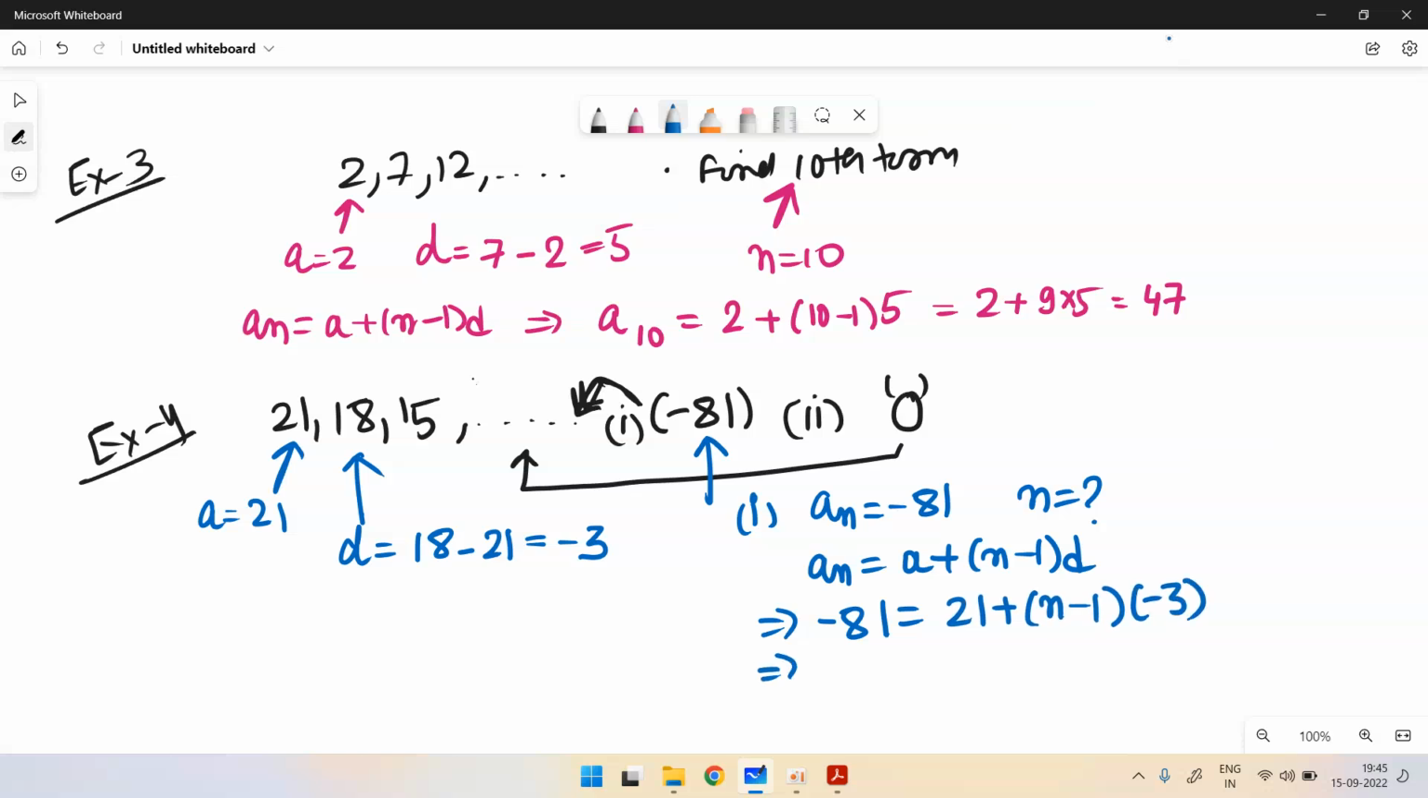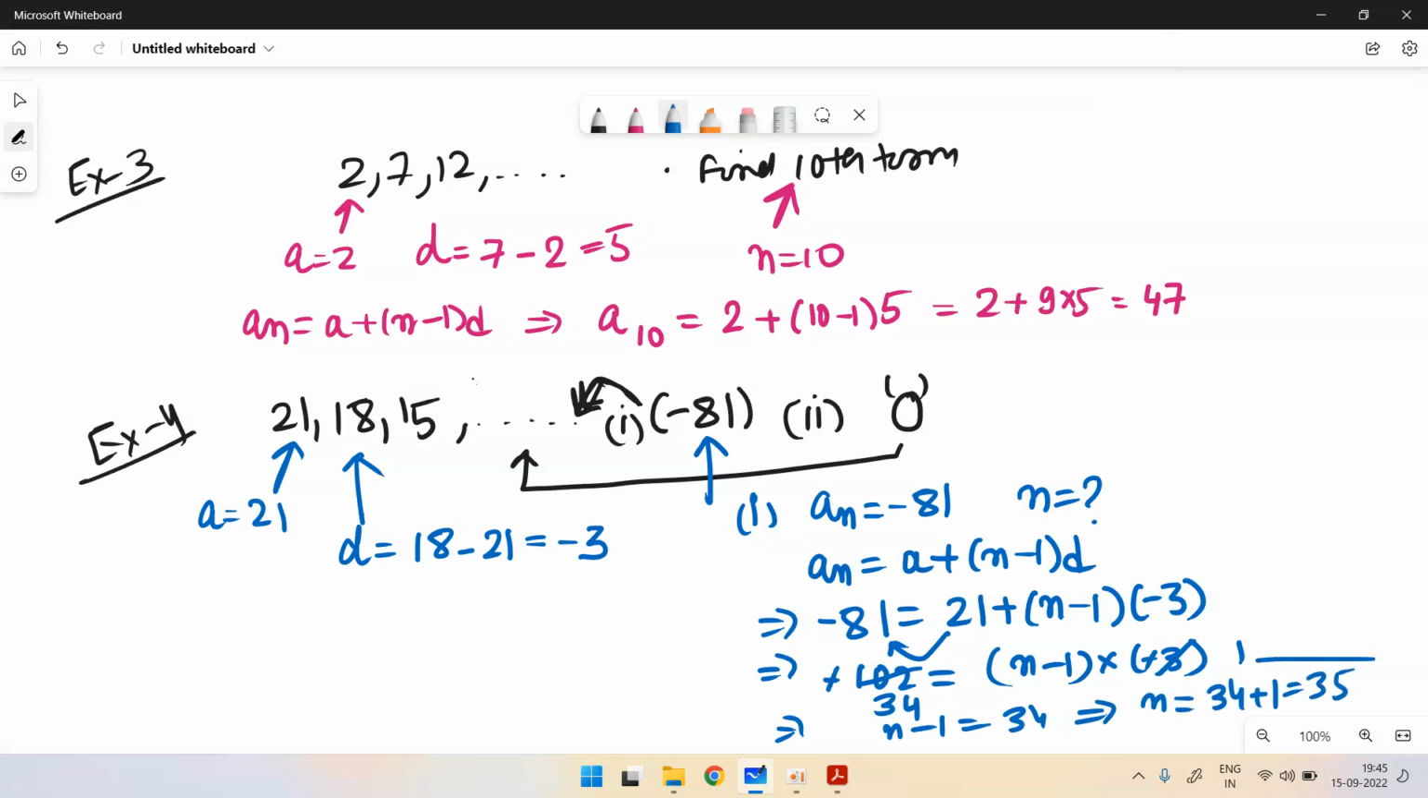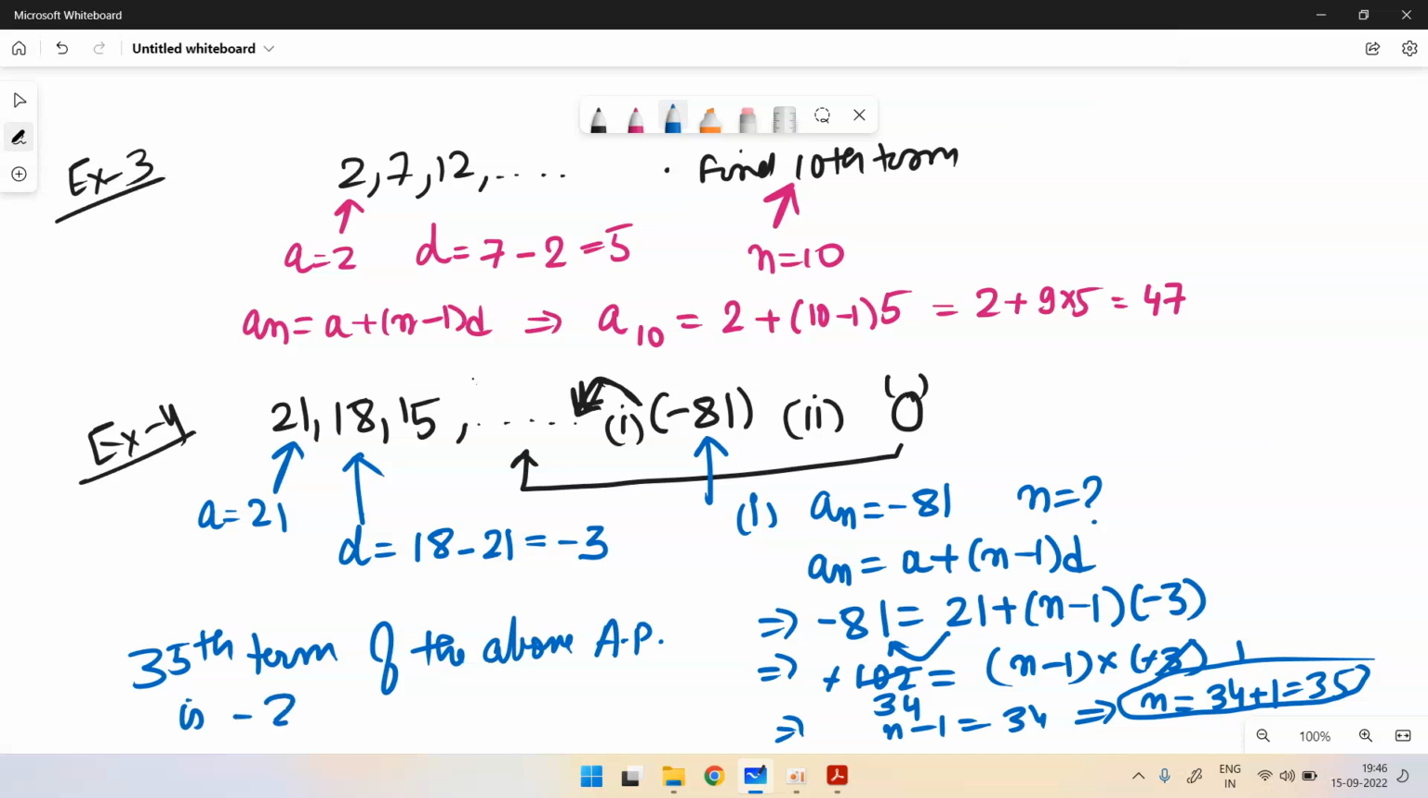Which implies that if you take this here, this is minus 102 equals n minus 1 into minus 3. Now if you divide, the minus and minus signs get cancelled, and 3 into 34 is 102, which implies that n minus 1 equals 34, which implies that n equals 34 plus 1, equal to 35. Since n is 35, this means that the 35th term of the above arithmetic progression is minus 81.